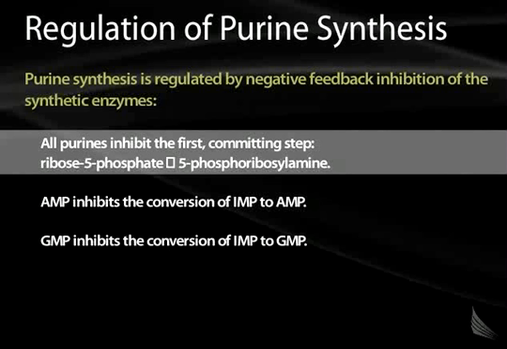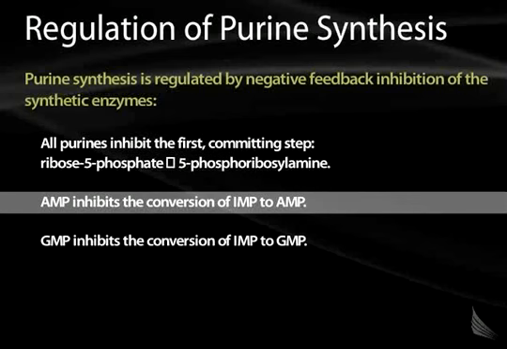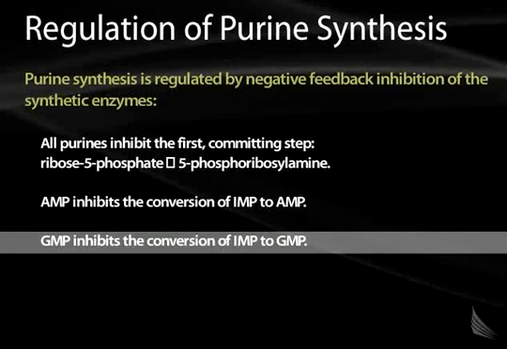Now, the other thing that's important is you need roughly equal numbers of AMP and GMP. And so AMP inhibits the conversion of inosine monophosphate to AMP, and GMP inhibits the conversion of IMP to GMP. And this keeps the proportion of AMP and GMP roughly equal.